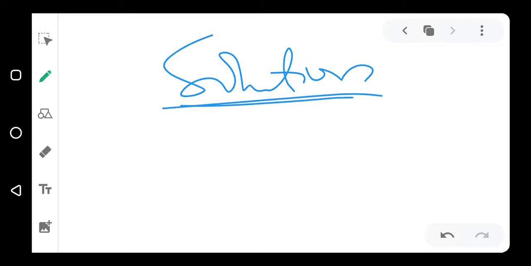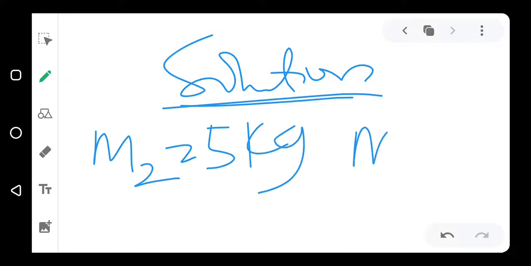Now, the solution. How to solve this? We get the mass of the liquid alone from the mass of the liquid and the density bottle. That is the major thing we try to do in this kind of case. The mass of the liquid and the density bottle is 5 kg. That is our M2. M2 is equal to 5 kg, and M1 is the mass of the empty density bottle, which is 2 kg.